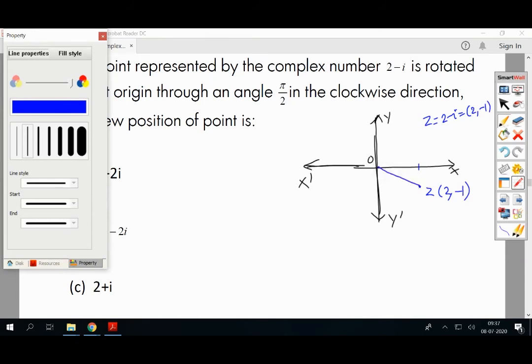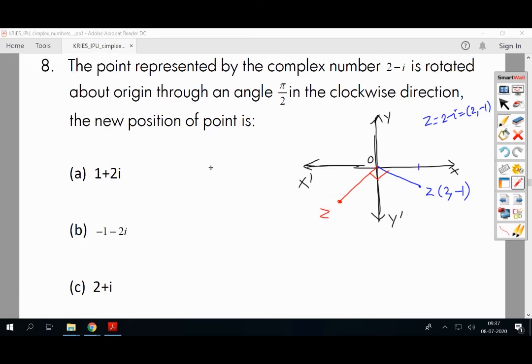If you rotate 90 degrees about the origin, then obviously the new complex number comes to the third quadrant. So if the complex number comes to the third quadrant, then obviously both x and y are going to be negative. Real and imaginary parts both should be negative. So you have to check which option has both real and imaginary parts negative. So see which one has both negative now.